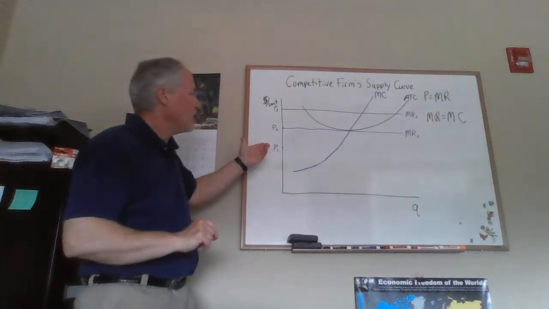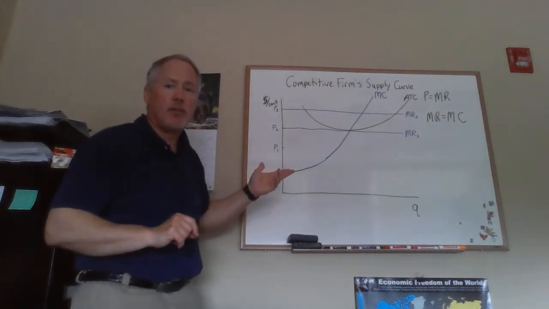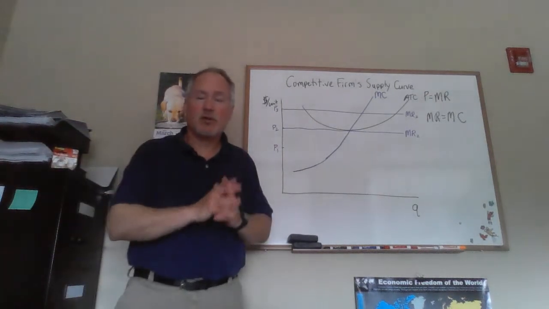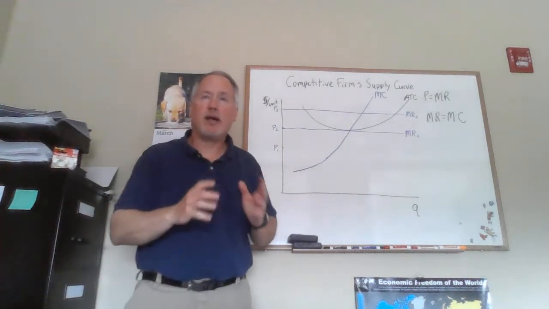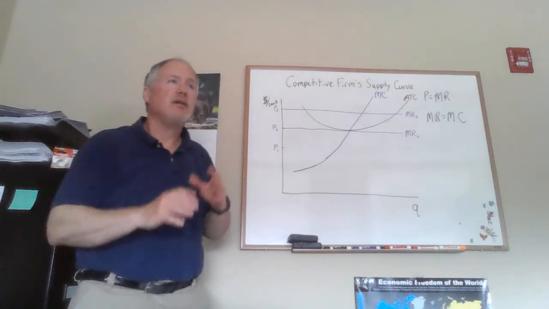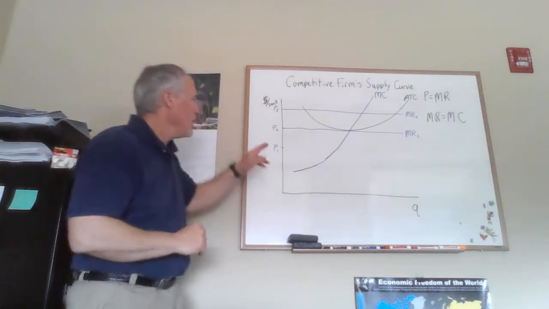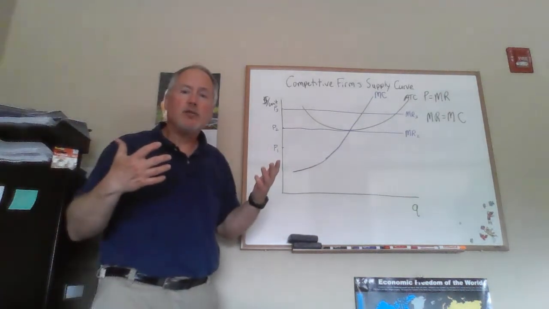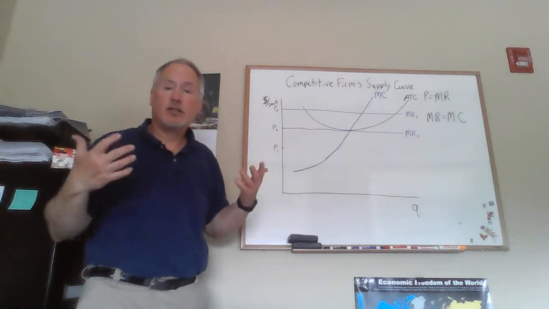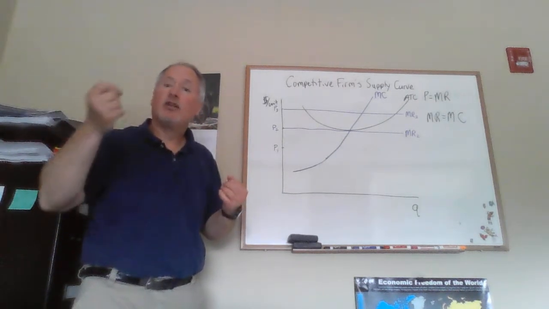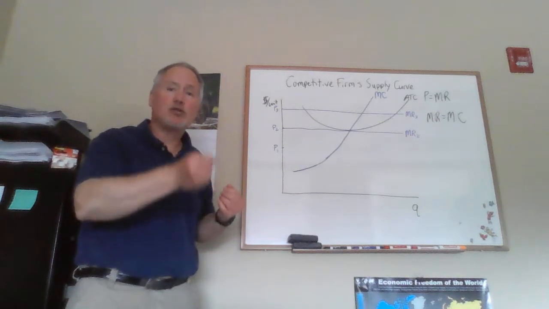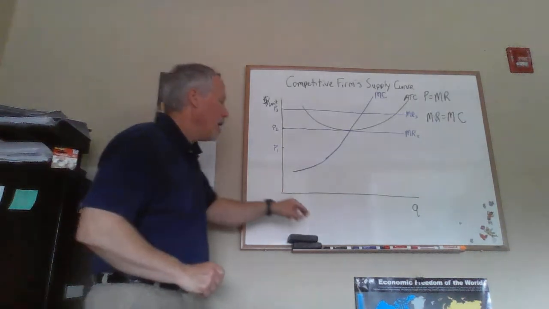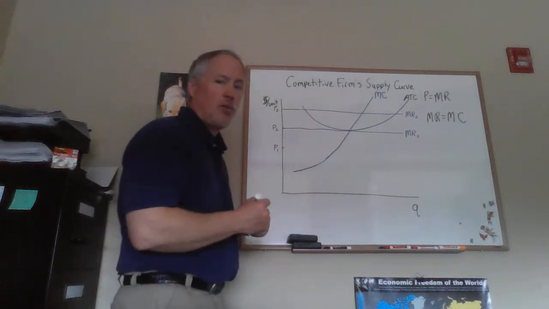So if the price in this market were P1, how many units of this good would a firm want to supply? That was how we introduced the supply curve back in Chapter 3. Now we can answer that question a little bit differently. If this firm faces a price of P1, how many units would they want to sell to maximize profit? Because we've now introduced profit maximization as the goal of the firm.